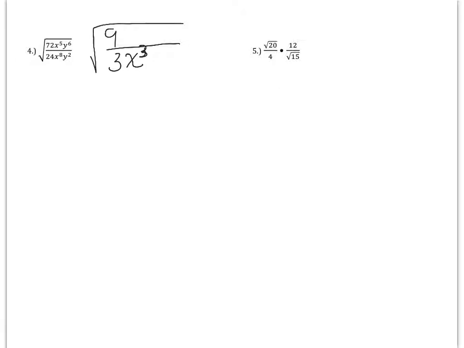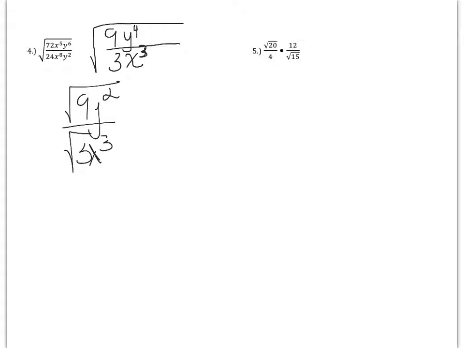And then the y to the 6th over y to the 2nd, well, the 2 y's on the bottom cancel out 2 y's at the top, so I've got y to the 4th. Now this is still a fraction, so yes, indeed, if you haven't already split it up into the square root of 9y to the 2nd, split that up over the square root of 3x to the 3rd.